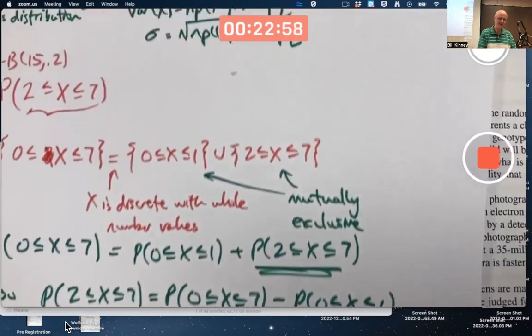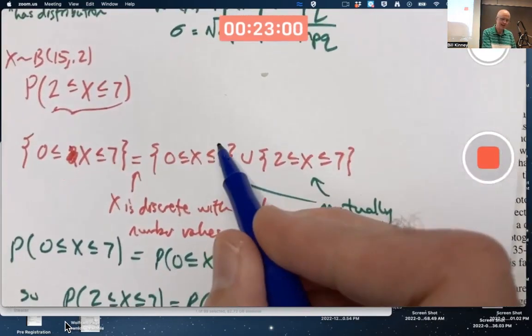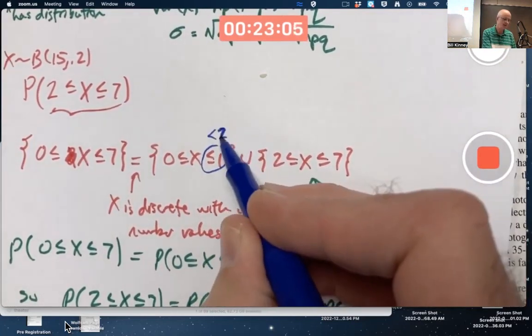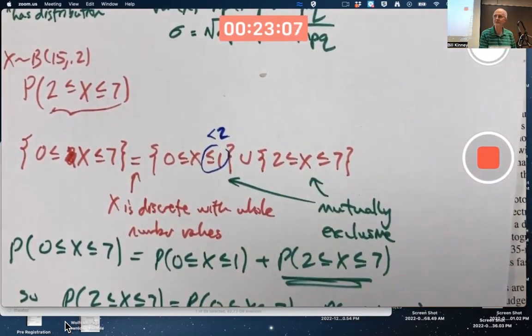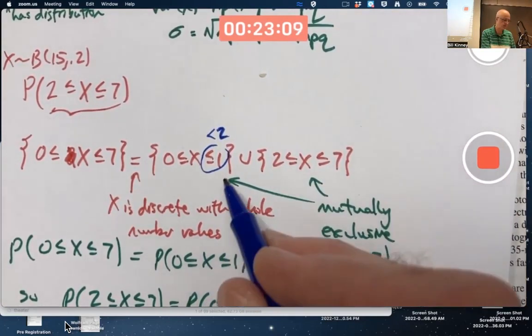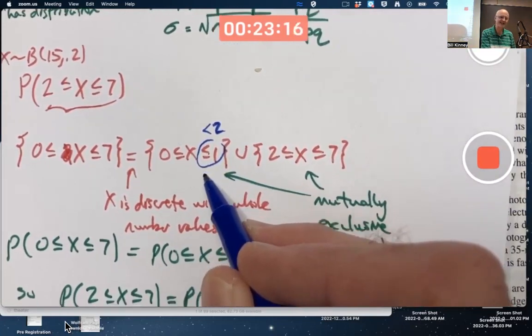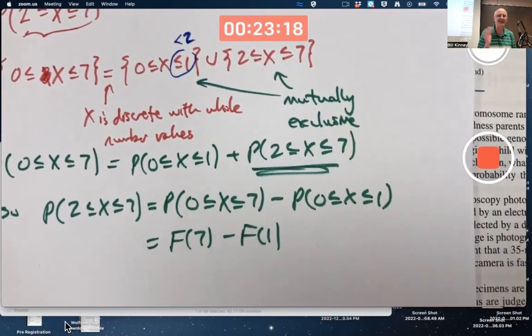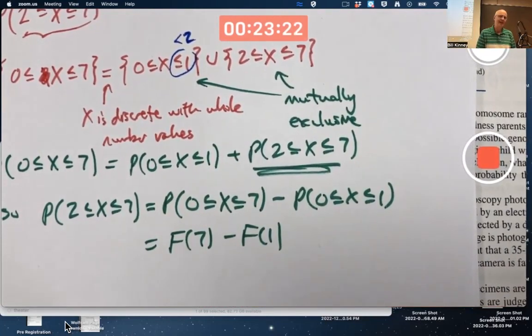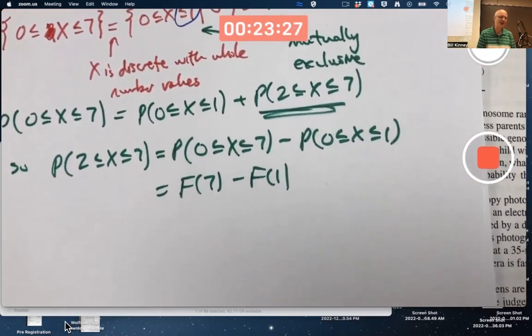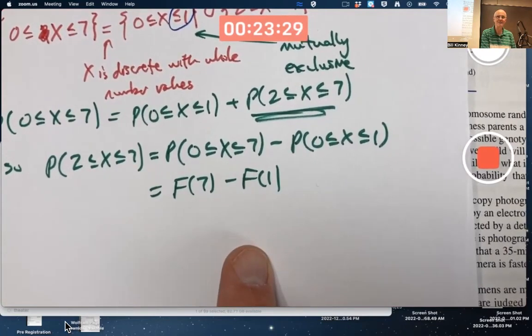I could have thought of this inequality there as being less than 2, strictly less than 2. And because x is discrete, taking on whole number values, that's the same as the event x being less than or equal to 1. And it's almost like you would have had a 2 here, but not quite. Again, x is discrete. So this is the calculation you should have done.